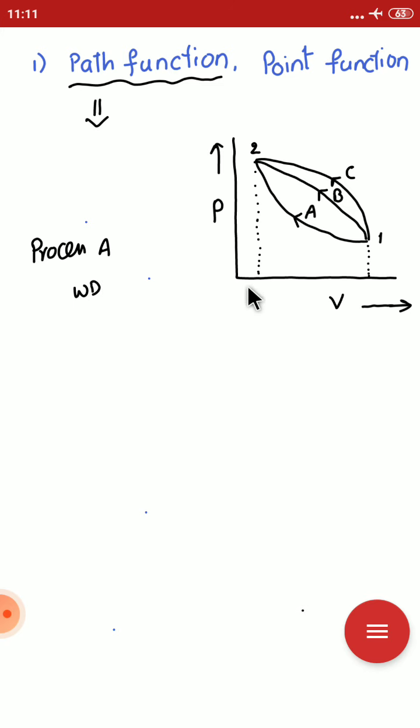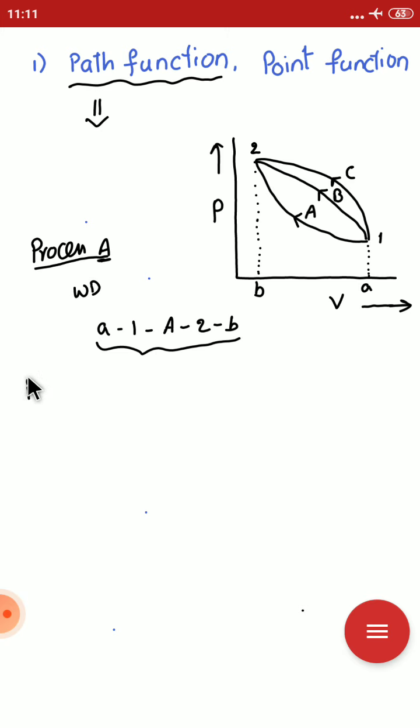So this is a, this is b. The area under the curve A is a1, this is the amount of work done through this process A.